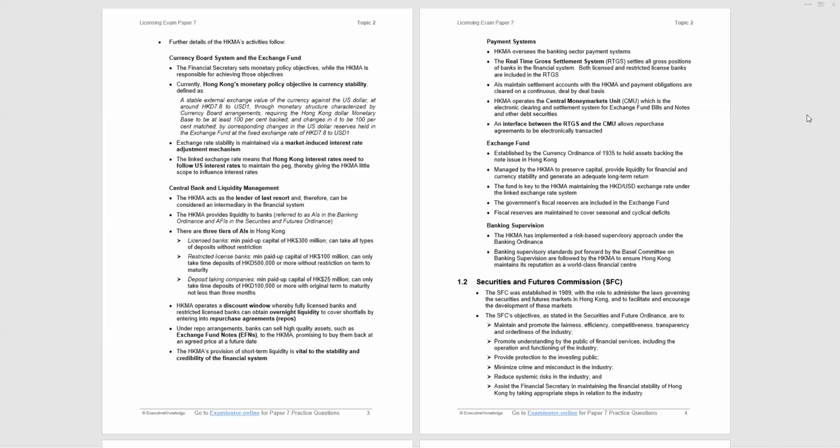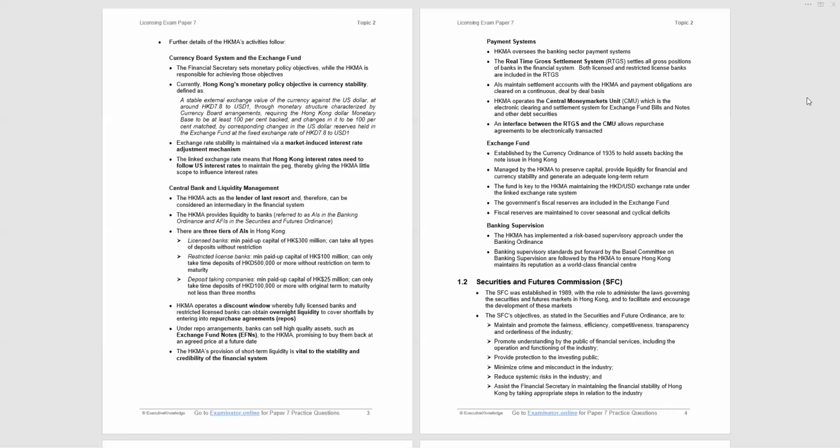Now that settles all gross positions of banks in the financial system. This is the type of material that pops up in questions. Both licensed and restricted licensed banks are included in this payment system, this settlement system. The authorized institution maintains settlement accounts with the HKMA, and payment obligations are cleared on a continuous deal-by-deal basis, not at the end of the day, for example, but on a continuous basis.